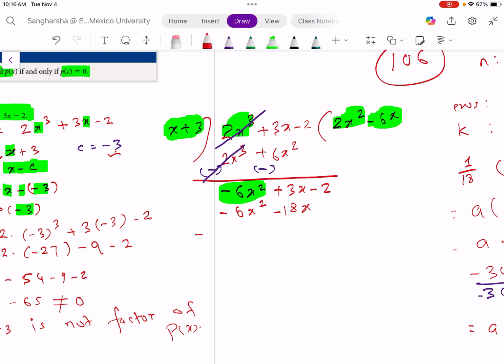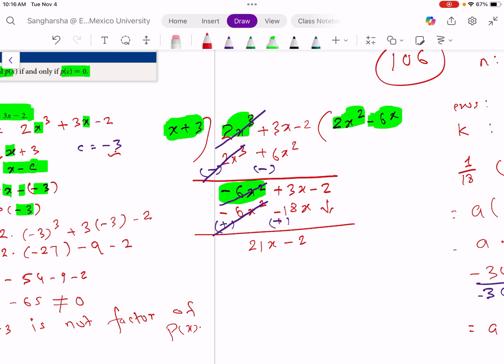Do not forget to flip the sign. Negative 6x squared is negative, we make it positive. Negative 18x is negative, we make it positive. So positive 6x squared, negative 6x squared, 0. Then the next, positive 3x plus 18x, that is 21x. And let's drop negative 2.